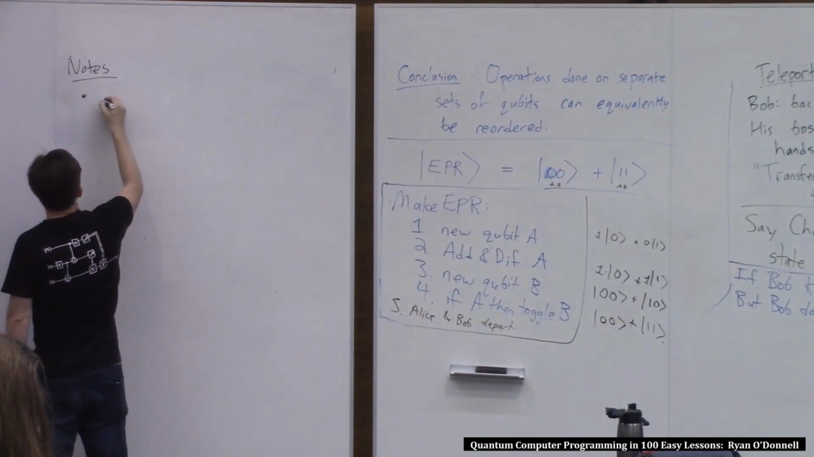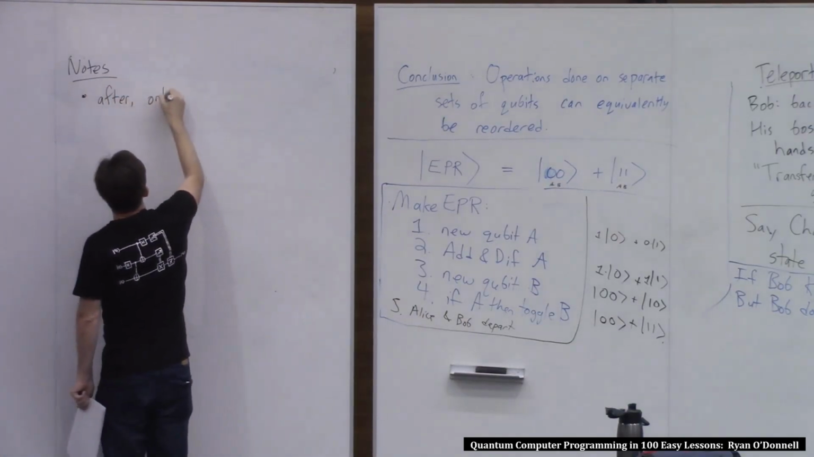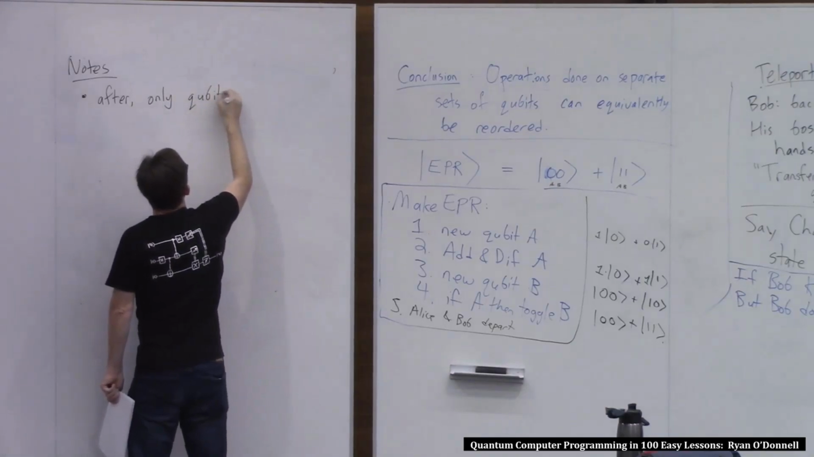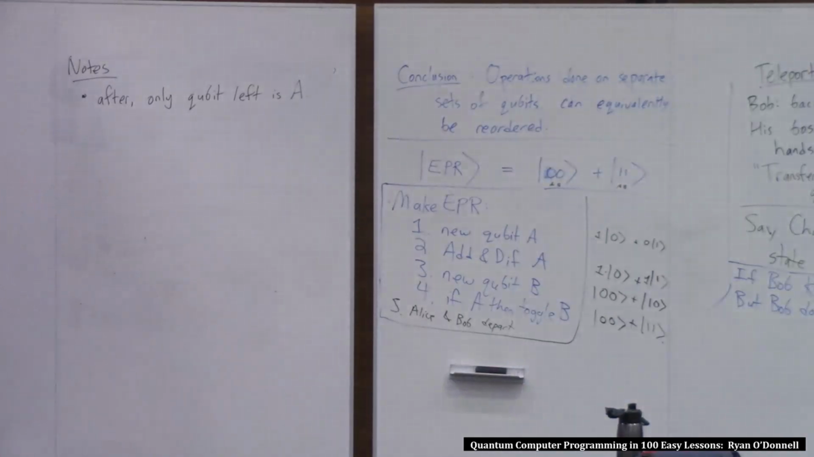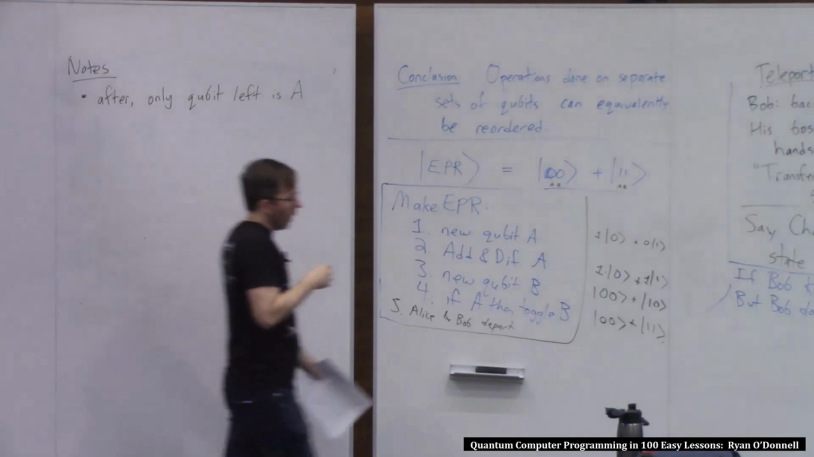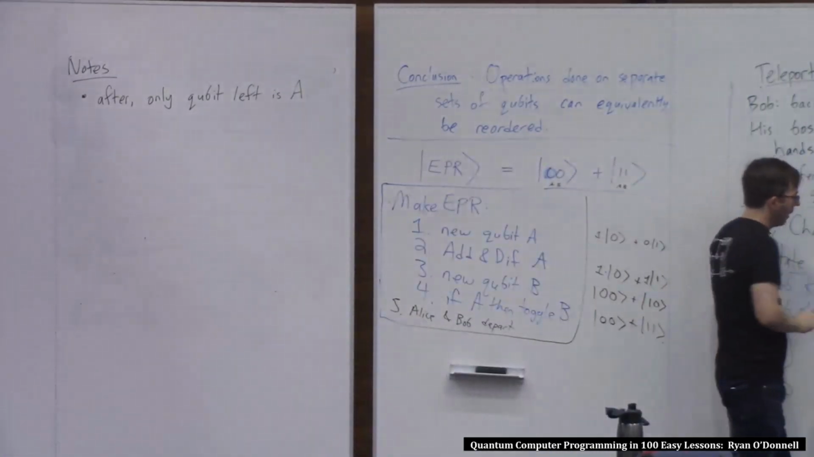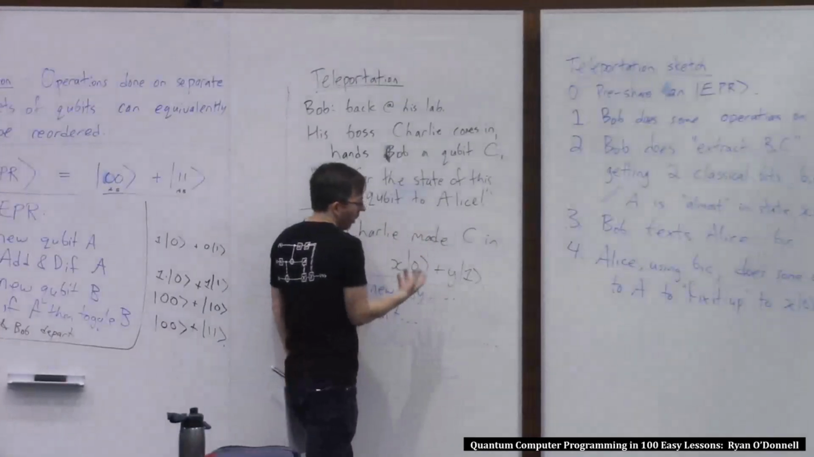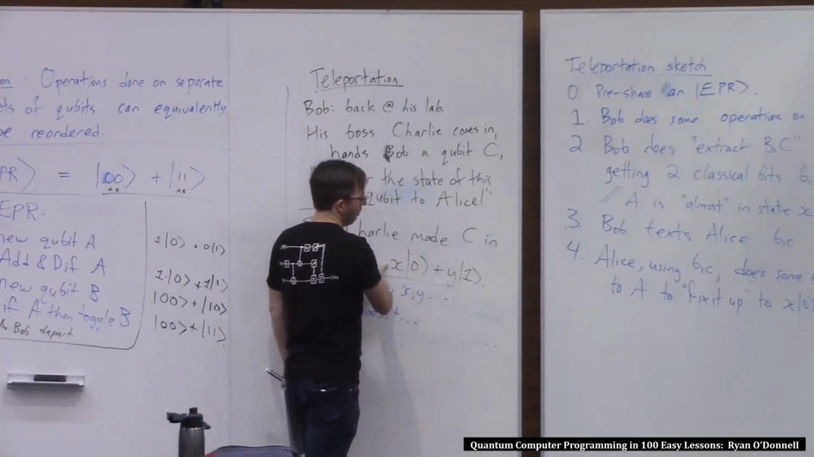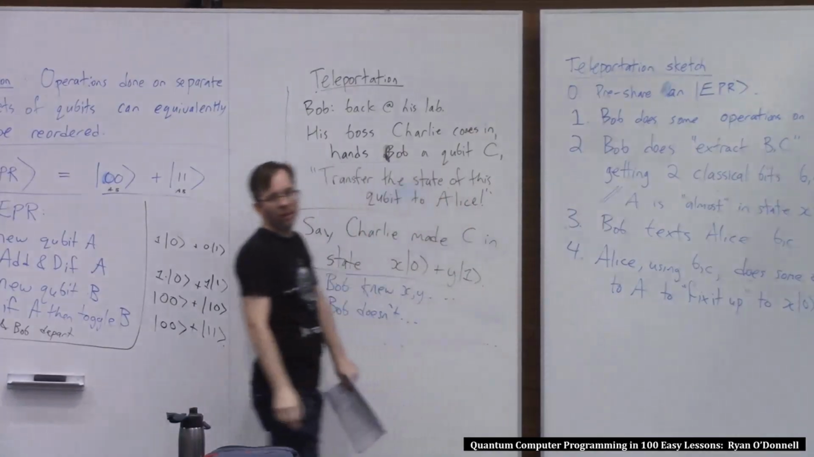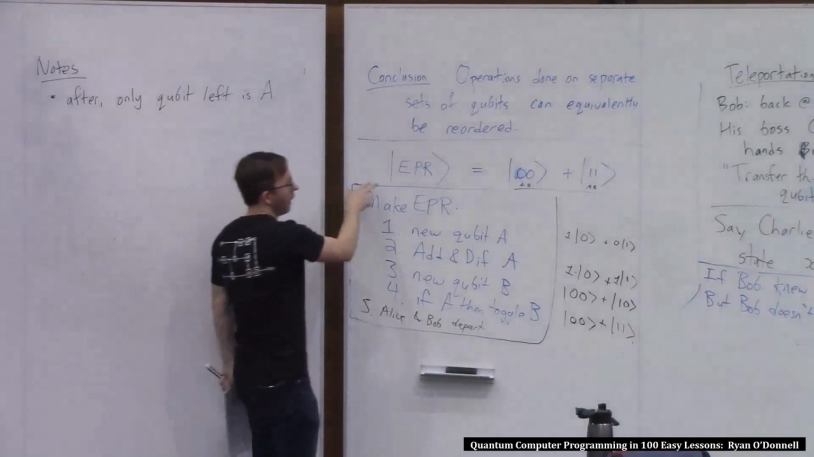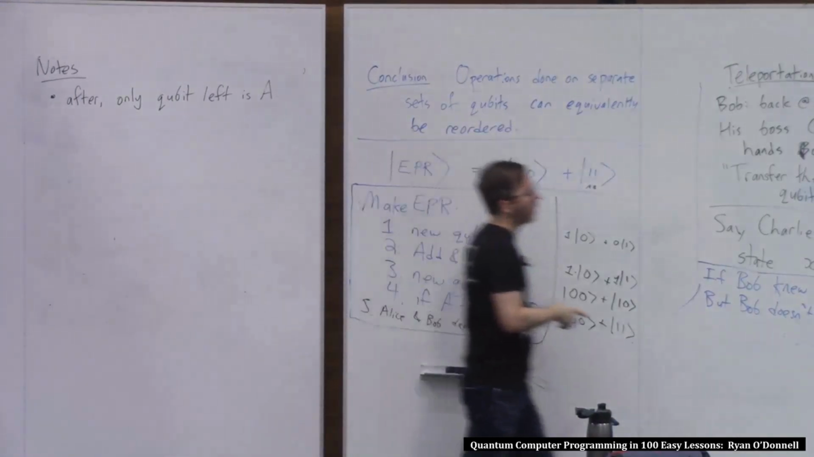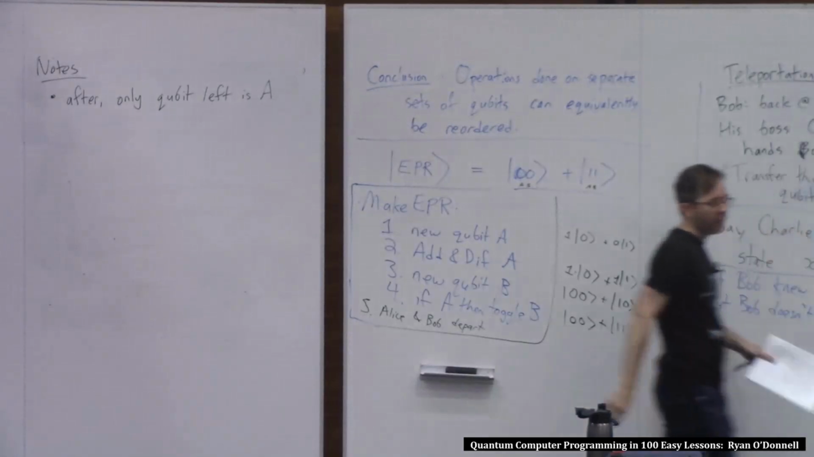So one thing is, afterwards, the only qubit left is A. B and C get extracted and therefore deleted. And in particular, C itself is gone. So it's not like Bob and Charlie together maintain a qubit in this state, x0 plus y1, and also Alice gets a copy of that state, because we know this is impossible from the no cloning or no learning principle. And also their EPR pair is ruined, so if they want to do another teleportation, they have to have done another pre-step 0 where they shared another EPR pair.